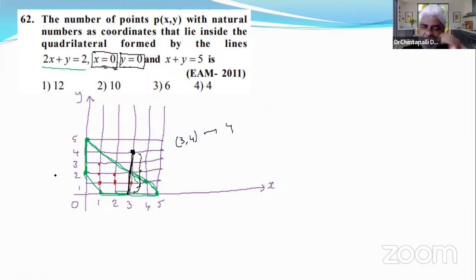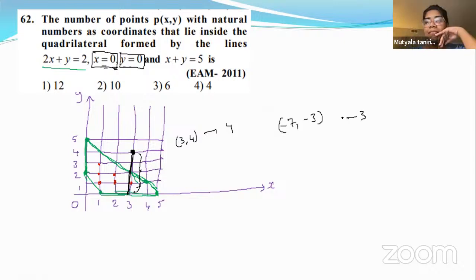Sometimes this point may be in another quadrant. At that stage, the coordinates of a point may be (-7, -3). Then what's the distance of this point from the x-axis? You may say -3, but distance is always positive. That's why we use the mod concept. So the distance of (-7, -3) from the x-axis is mod of -3.